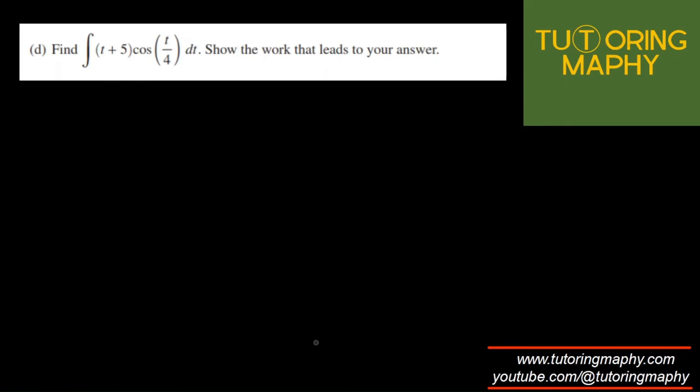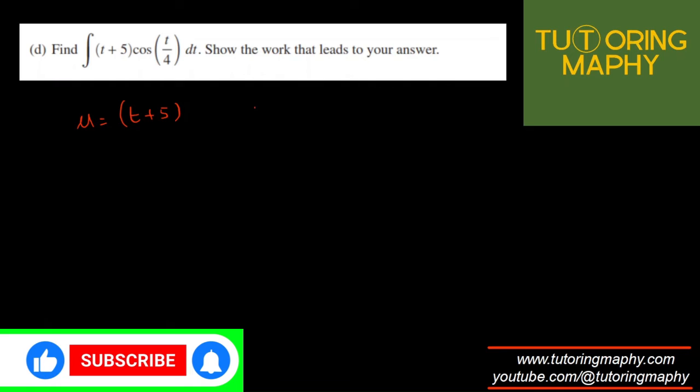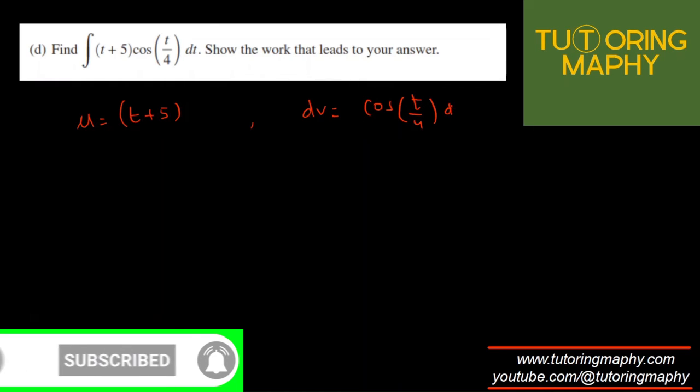And the next one is, I think this is the last part. We need to find this. So I think this is a clear case of integration by parts because there are two parts which are multiplied. So let's do that. What is going to be the u? U is going to be the t plus 5 expression, and dv is going to be the other thing, which is cosine of t over 4 dt.